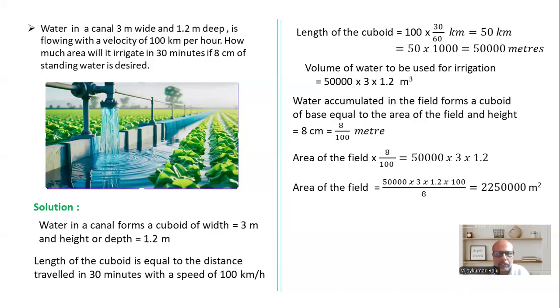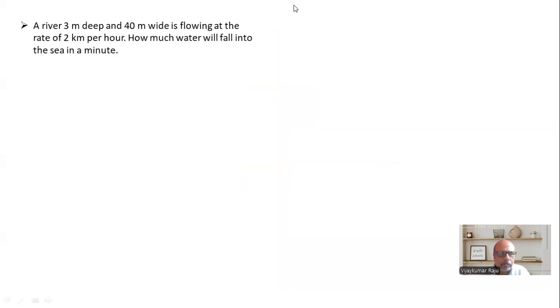Now let's see the next question. This is your second question. A river 3 meters deep, 40 meters wide, is flowing at a rate of 2 kilometers per hour. How much water will fall into the sea in 1 minute? That means, how much will flow into the sea in 1 minute.